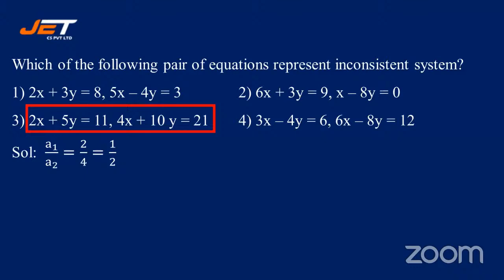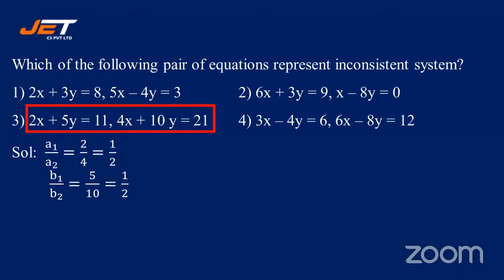Yes, perfect. How? See, look at the key. Find out A1 by A2. What is A1? Coefficient of x is 2. See the second equation, coefficient of x is 4. That is 4x, isn't it? So simplifying it, you're getting 1 by 2. What is B1 by B2? Coefficient of y in the first equation is 5y, isn't it? So 5. What is B2? Coefficient of y in the second equation, which is 10, which gives you 1 by 2.